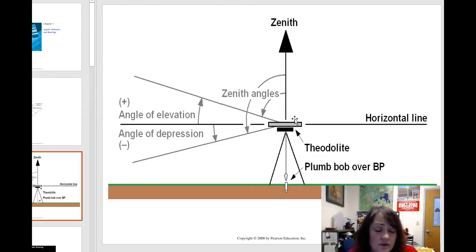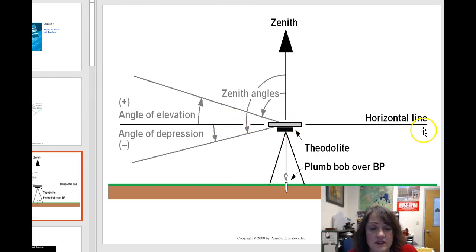So some of the ways that we measure angles from the top of the sky, the zenith, a zenith angle is just measured straight down. So in other words, if you're pointing straight up, your zenith angle would be 0 degrees. If you're coming straight over to the horizontal, it would be 90 degrees. And if it were farther away, it would be more than 90 degrees.